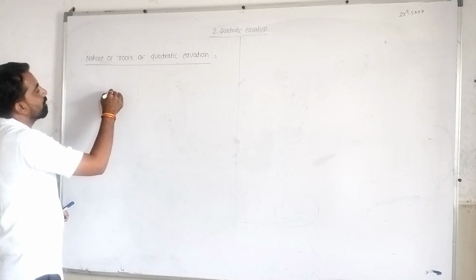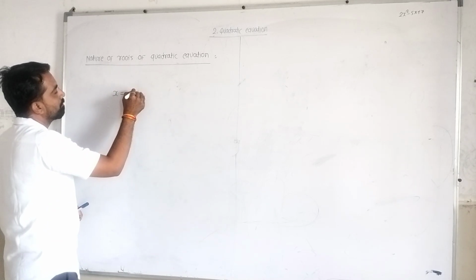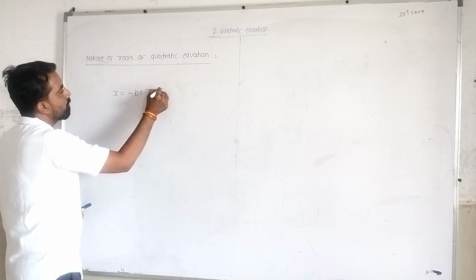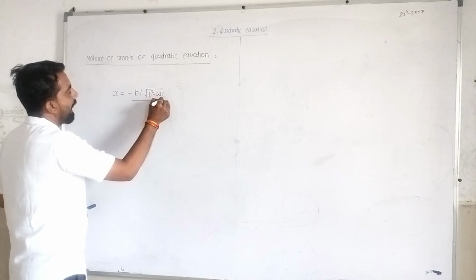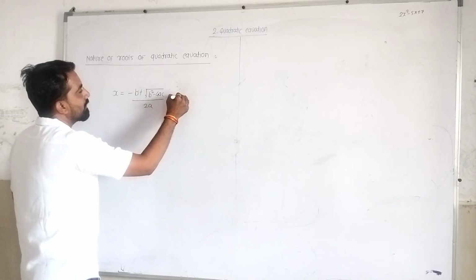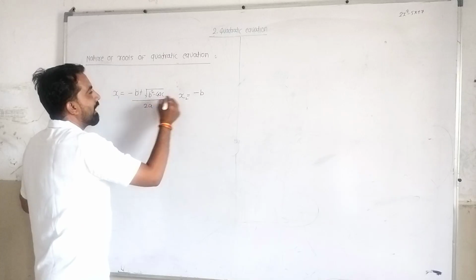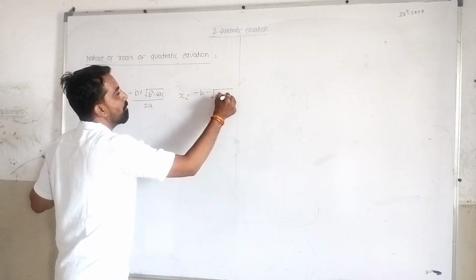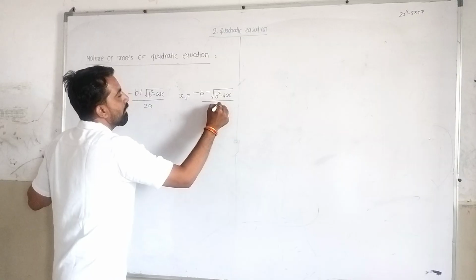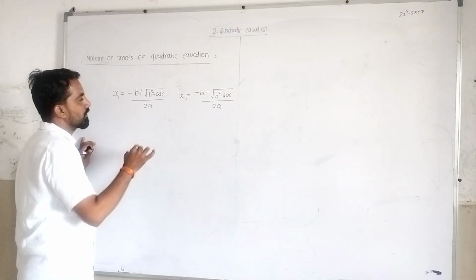All of you know that every quadratic equation has two roots: x1 equal to minus b plus under root b square minus 4ac upon 2a, and the second root x2 equal to minus b minus under root b square minus 4ac upon 2a. Okay, now we are going to determine the nature of roots of a quadratic equation.